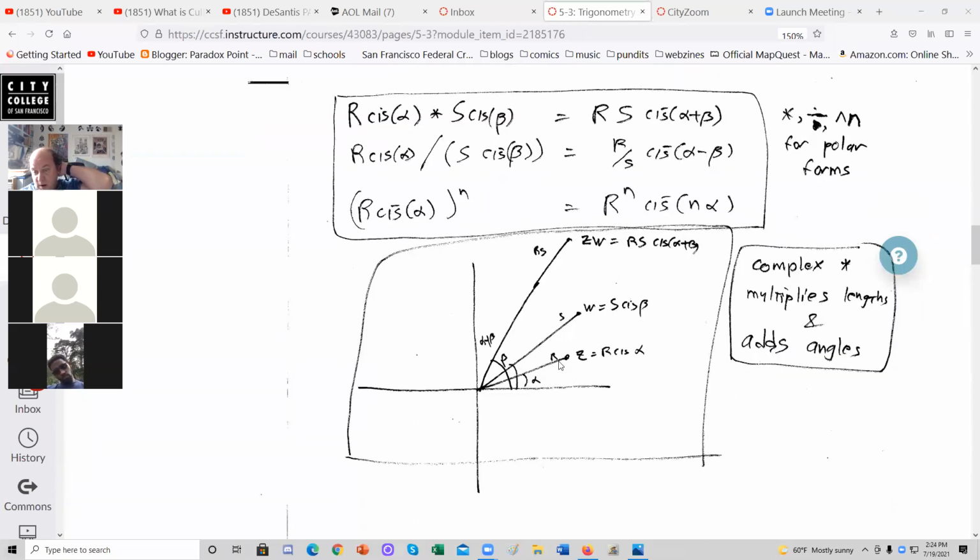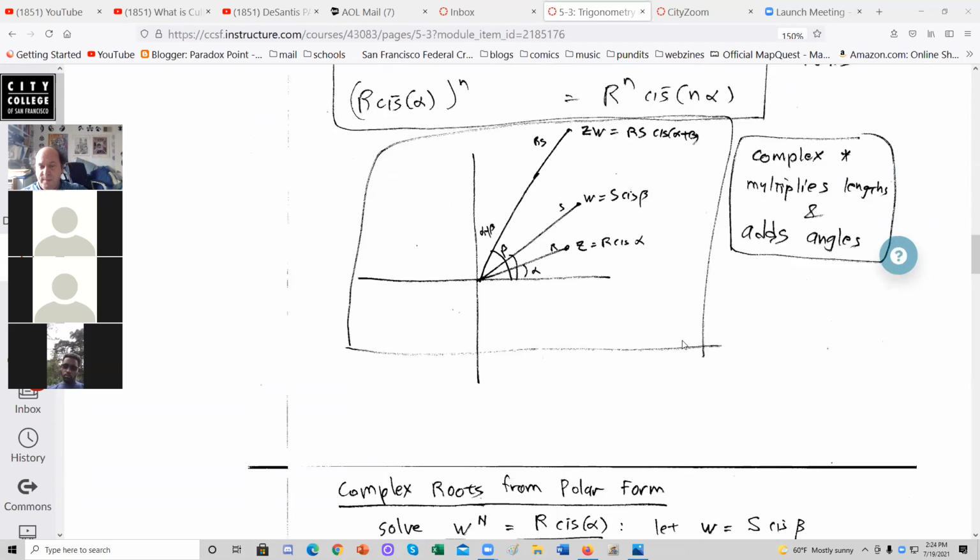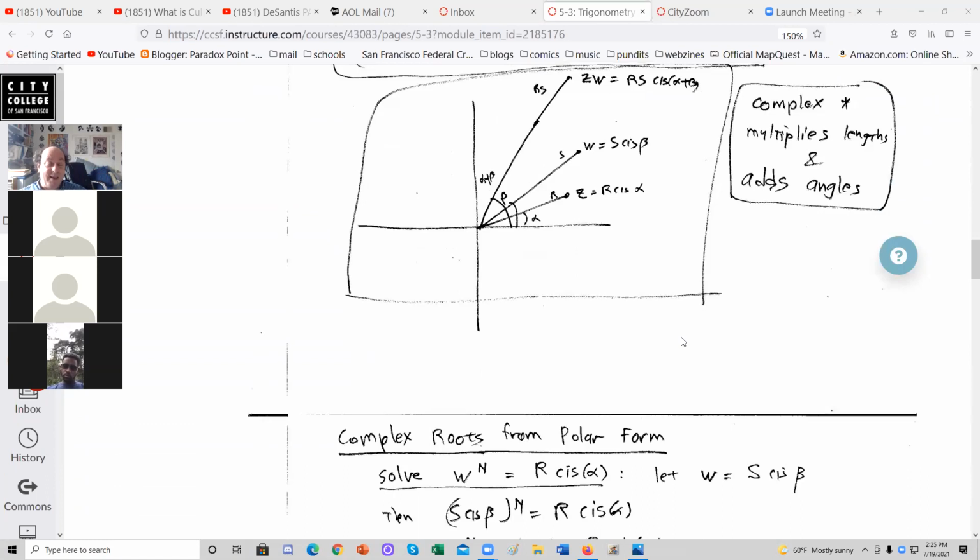So here's how it will work. If this point is at r cis alpha, and this point is at s cis beta, here's an angle, radius r, radius s, angle alpha, angle beta, then their product, ZW, is rs cis of alpha plus beta. You multiply the lengths, and you add the angles. This, incidentally, was why Tesla found it useful to do the mathematics of alternating currents with complex numbers. All right.